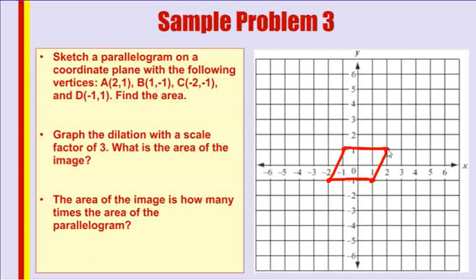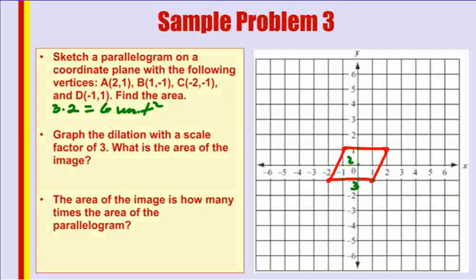So to find the area, all we're going to do is find the base. So this is 1, 2, 3. And then the height, 1, 2. So the height is 2. So we have 3 times 2, which will give us 6. And we would just say this is square units.